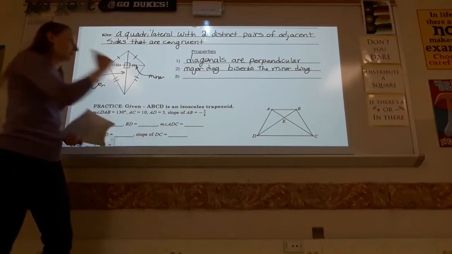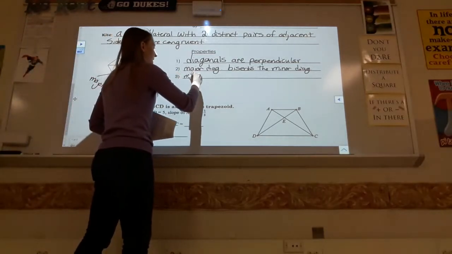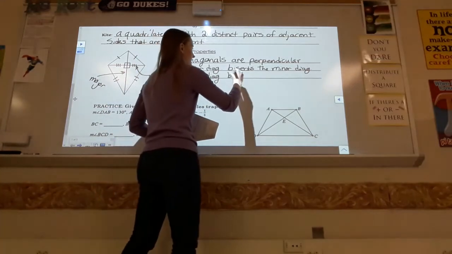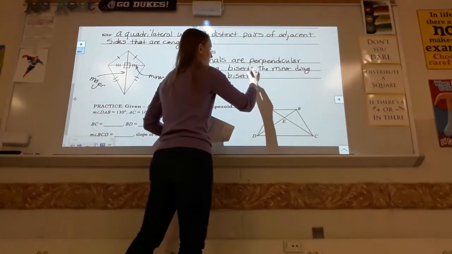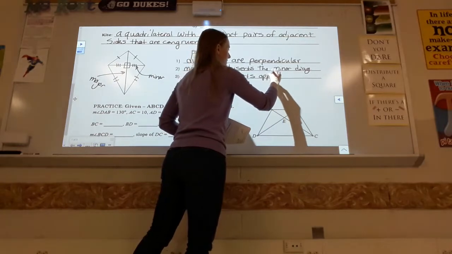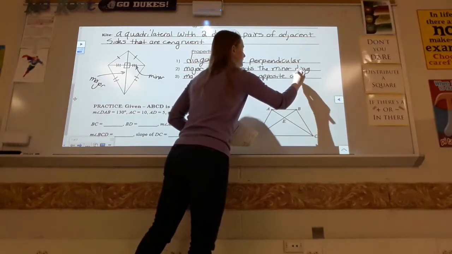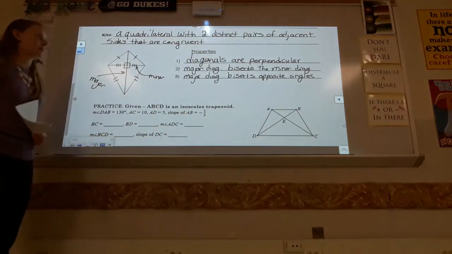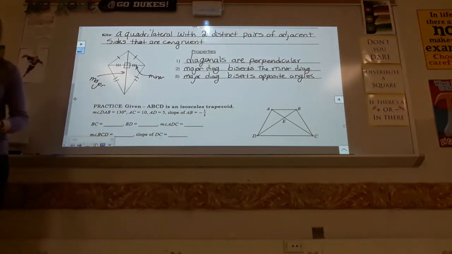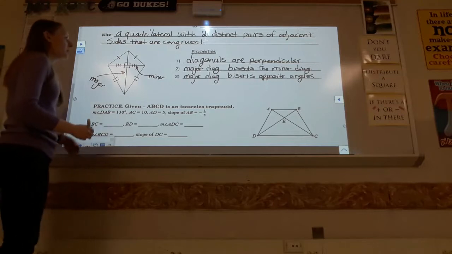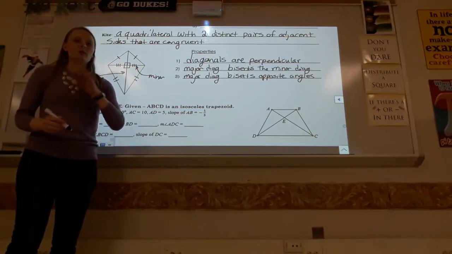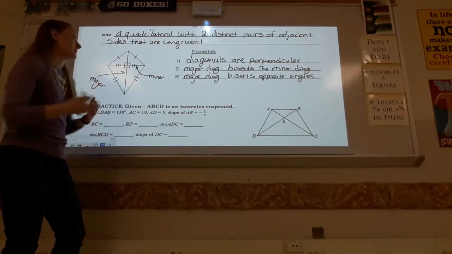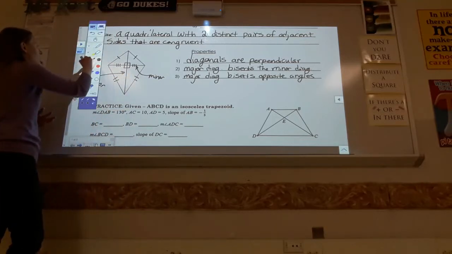And then our last one here, the major diagonal bisects opposite angles. So the major diagonal is going to bisect the opposite angles. Now this is where I want you guys to get your colors out so you can do some color coding. I'm going to color code all the angle pairs that are equal to each other, and you'll get to see how that will help you solve in a second.